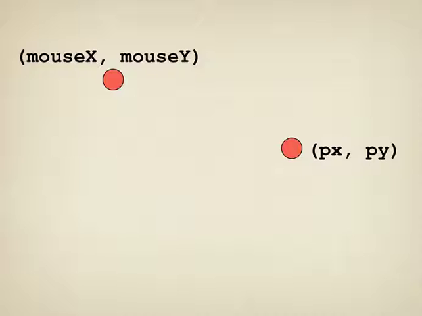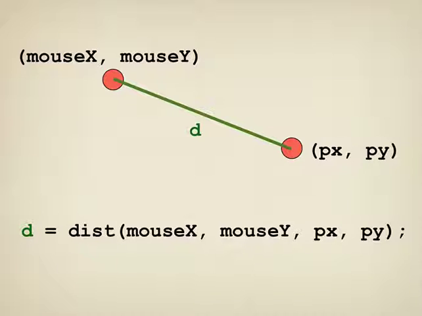I mentioned that we use dist when we're writing mouse routines, and we do all the time. Suppose you have the mouse floating around on the screen somewhere. We know we can always find the coordinates of the mouse using the variables mouseX and mouseY. Suppose I want to find the distance to some point px, py. Well, that's easy. To find the distance d, I just call dist with mouseX and mouseY and px and py, and that gives me back the distance between the 2 points.